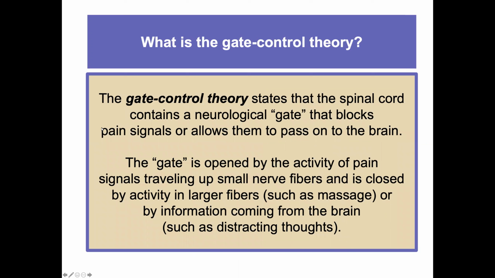So there are two different theories we're going to discuss in terms of pain. The first is the gate control theory of pain, which states that the spinal cord contains a neurological gate that blocks pain signals or allows them to pass on to the brain. The gate is opened by the activity of pain signals traveling up these small nerve fibers, and it's closed by activity in larger fibers, such as massaging or information coming in from your brain. So really, when you're trying to massage around an injury or trying to distract yourself and not think about it, those things can really help. And they're based upon this gate control theory of pain.